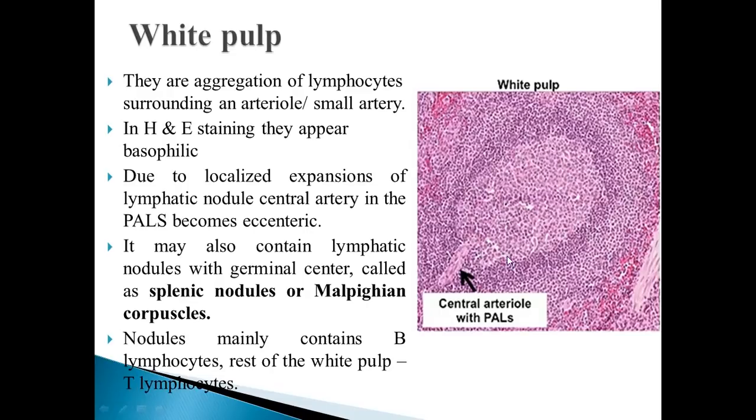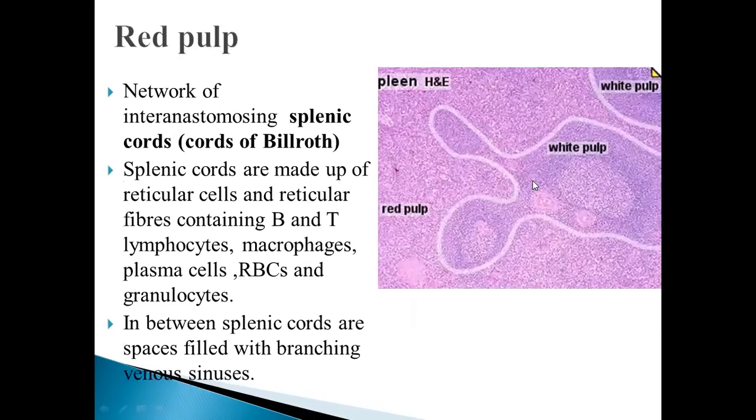So it has a lymphatic nodule with a germinal center. This is also called a splenic nodule or Malpighian corpuscle. They contain B lymphocytes, and the rest of the white pulp has T lymphocytes. What is the red pulp? Red pulp consists of a network of interanastomosing splenic cords, also known as cords of Billroth. These are very important features of a spleen slide, red pulp and white pulp.